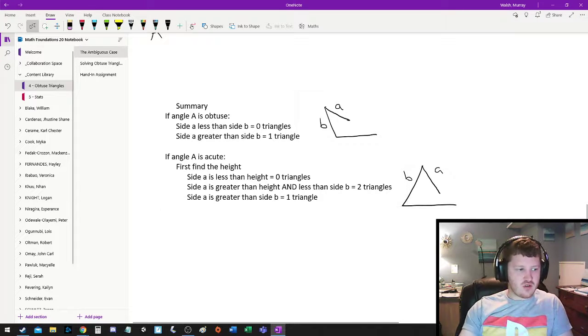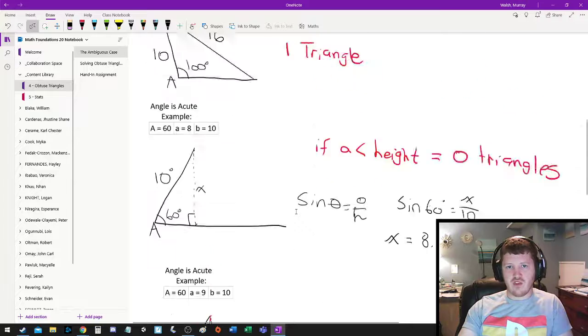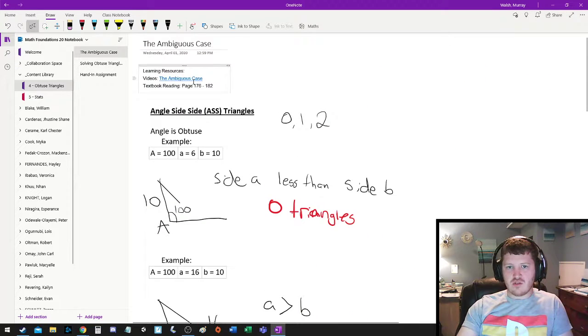So that gives us a quick summary on the ambiguous case triangle. This information is also available in the OneNote, which is on Teams as well.